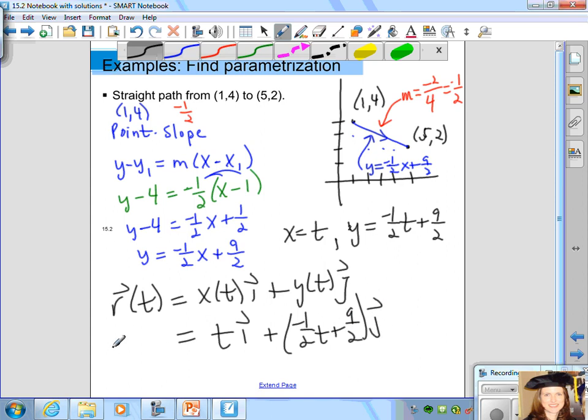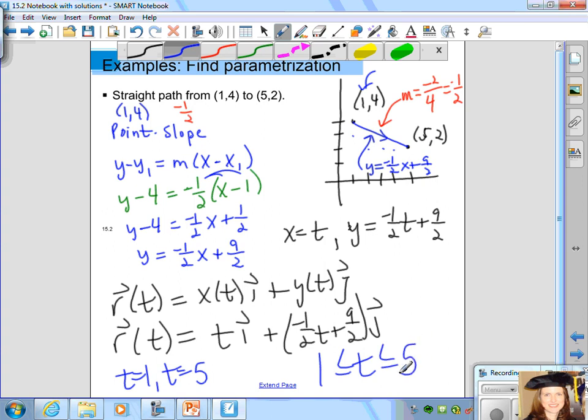And then with every parametrization for a path, you do need a start time and an end time. So let's determine the time where you start. In this case, when x equals t, then our start time, t, would equal 1. So t equal to 1 would bring you to the start, and then t equal to 5 would be your end time. So the time interval would be from 1 to 5.